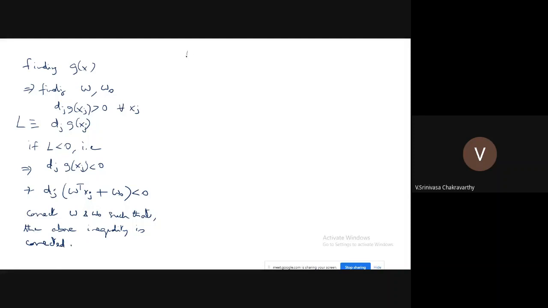So let us do this. Now let us consider this kind of an update rule for w as delta w equal to eta times dj times xj. Okay, so eta is just a constant, some kind of a step size. I want delta w to be proportional to dj times xj. And typically this eta is a small positive number.